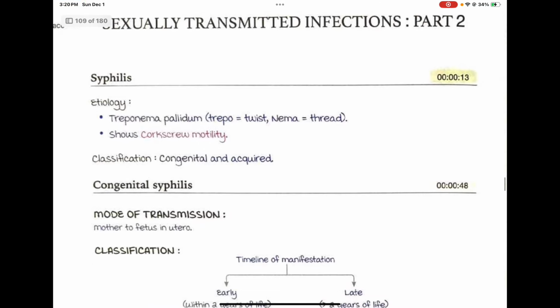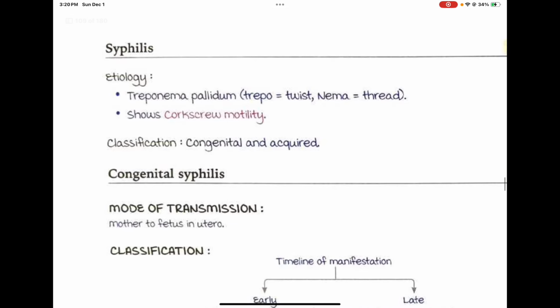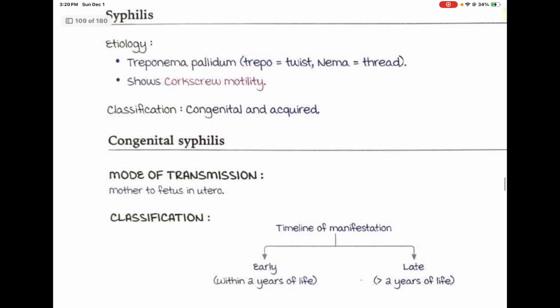Syphilis, etiology. It is caused by Treponema pallidum. Trepo means twist and nema means thread, twisted thread-like bacteria. It shows corkscrew motility. Classification: congenital and acquired. Syphilis is commoner than you think. In my short career, I have seen about 10 cases of active syphilis with the lesions.